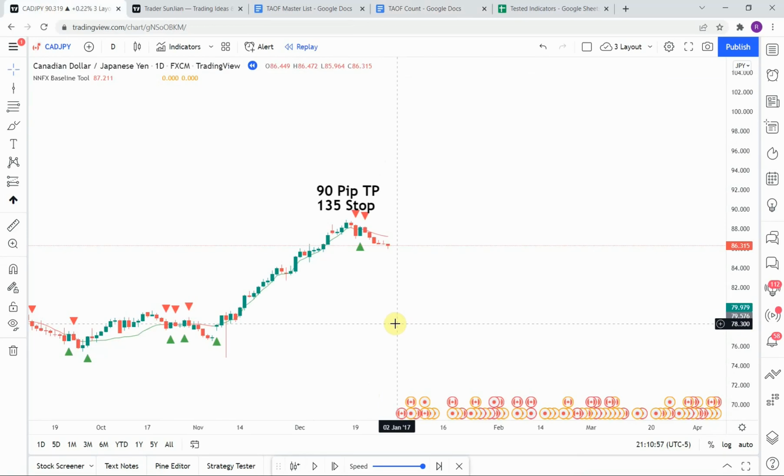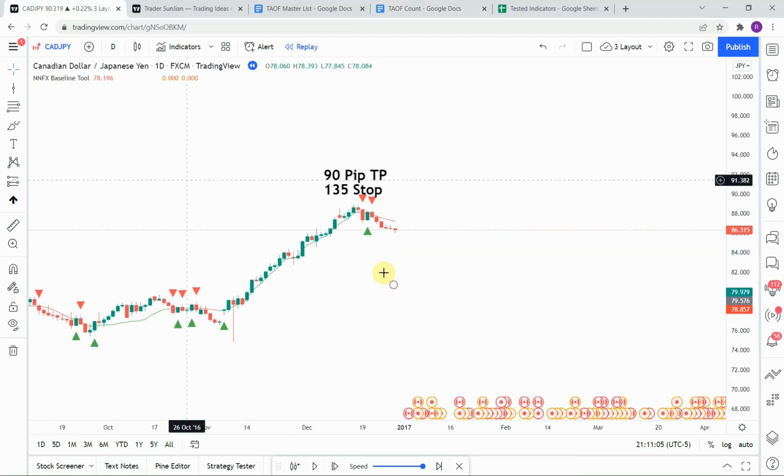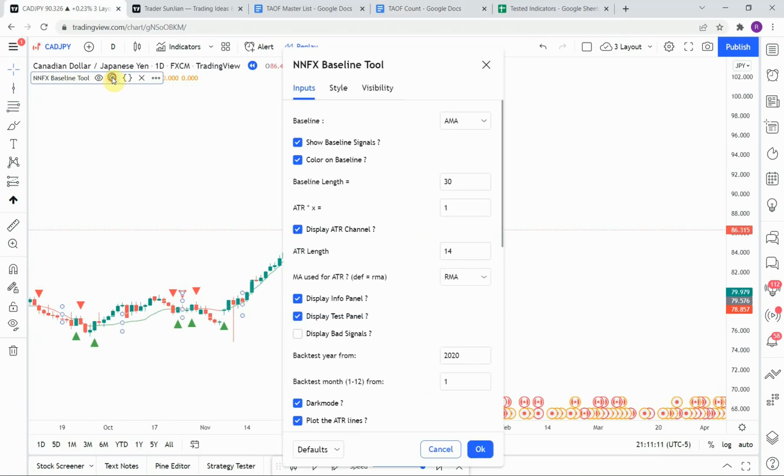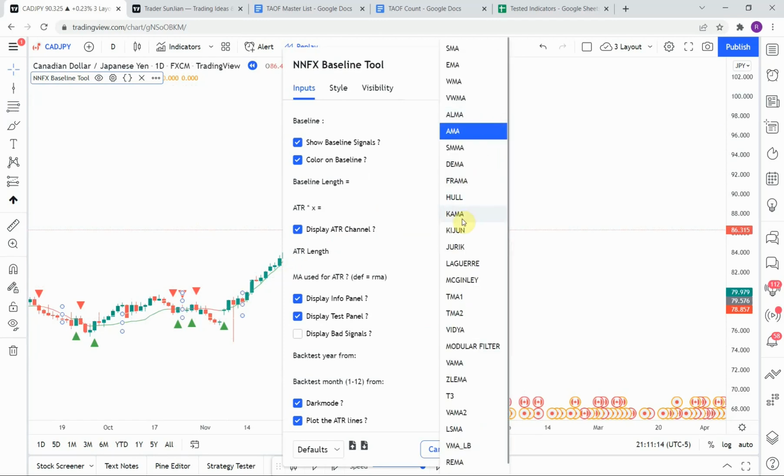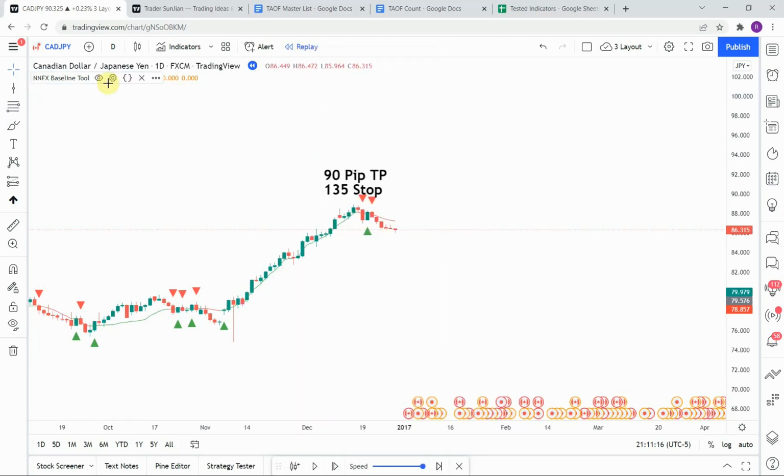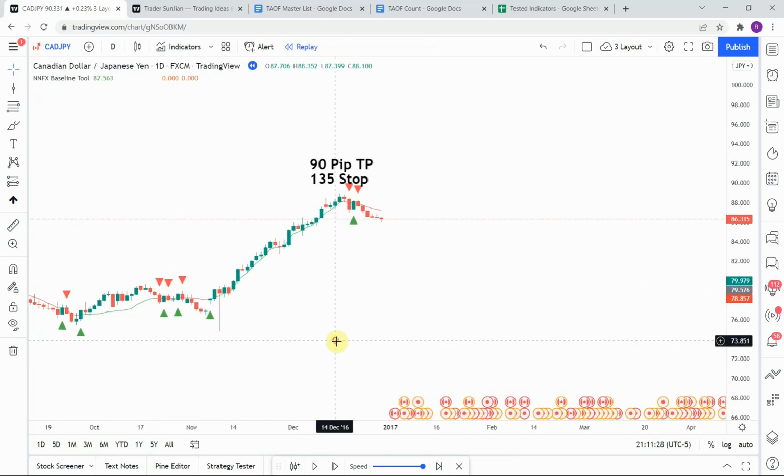Alright, so today's indicator is the AMA moving average, and we're testing it using the no-nonsense Forex baseline tool, the NNFX baseline tool. We've used this tool quite a few different times, and basically what it allows you to do is go in and plug in many different moving averages, or what you would consider a baseline, and then it automatically plots these red and green arrows showing you when there is a price action break of that moving average or baseline.